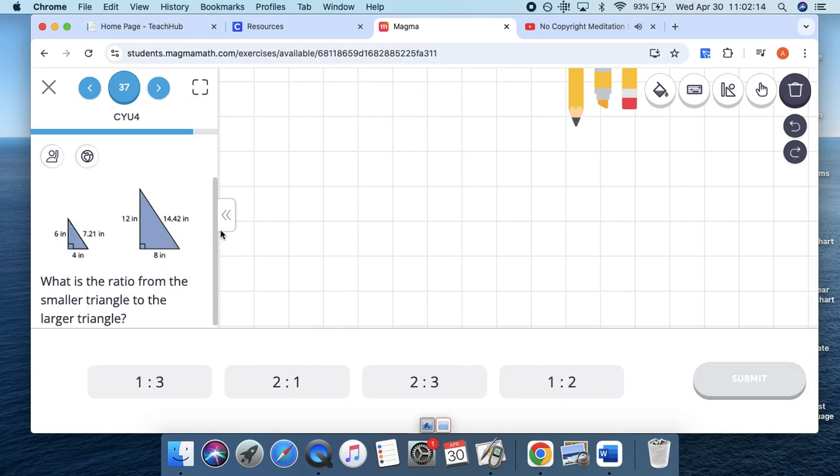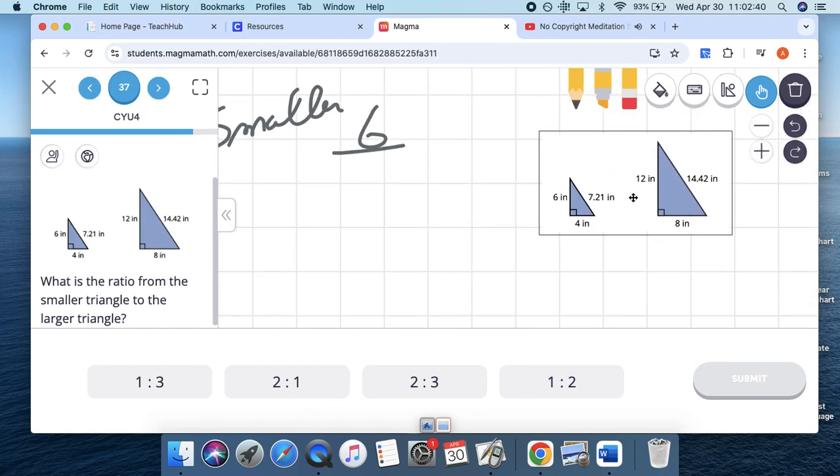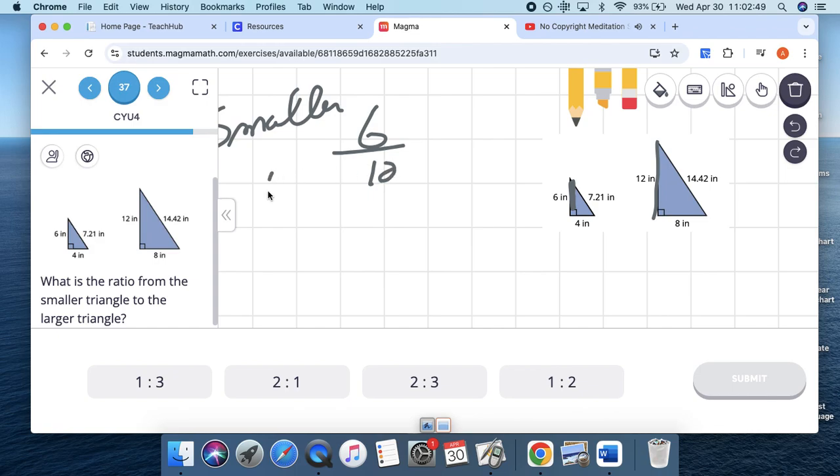Next. What's the ratio from the smaller triangle to the larger triangle? So pick a side. Let's pick this side. Bring this up. So they're asking for the ratio, right? We're comparing the smaller to the bigger. So pick a side, and let's just stick to that side. Let's pick this side over here. So the ratio from the smaller side, this side, to the bigger side, that's the bigger side. Order is important. They're saying from the smaller to the larger. And 6/12 is just 1/2.